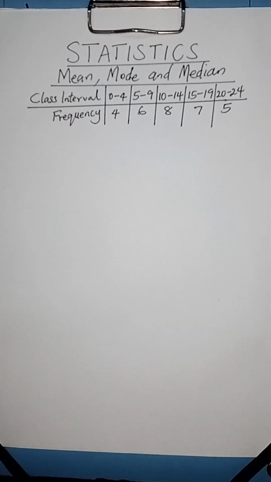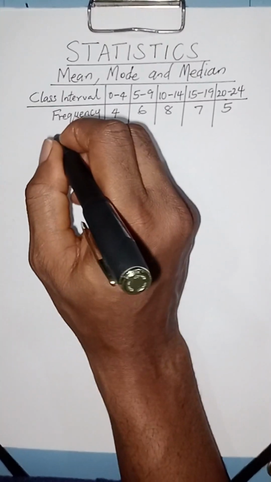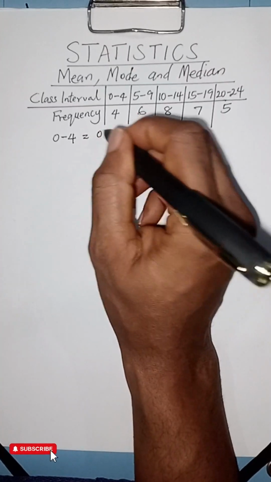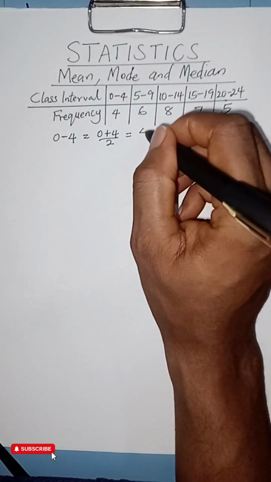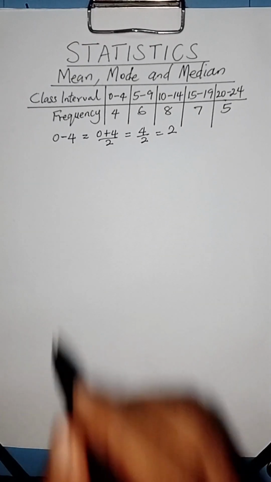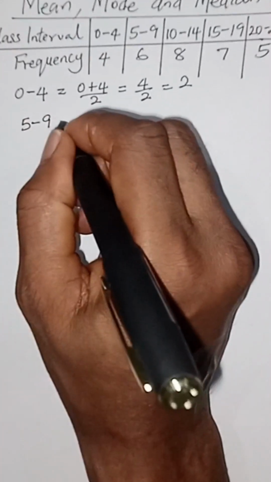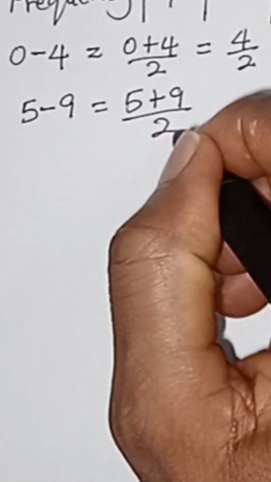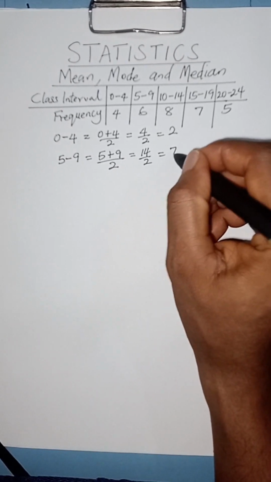Now, how do you get the mid value? This is how to get it. So I'm going to start with the first one, 0 to 4. To get the mid value for 0 to 4, I'll simply add 0 plus 4 and divide it by 2, which gives me 4 divided by 2, and that's equal to 2. Now I'll go to the next one. The next class interval I have is from 5 to 9. I'm going to add 5 plus 9 and divide by 2. This will give me 14 divided by 2, and that's equal to 7.